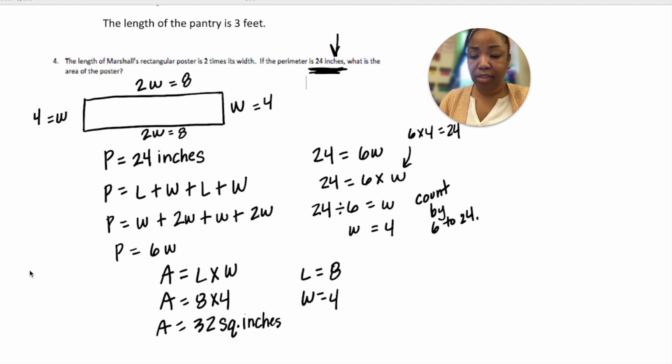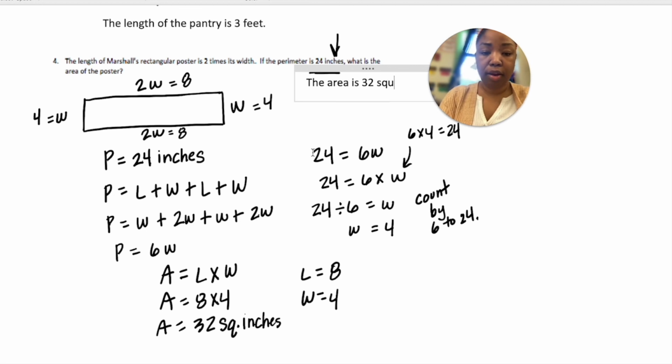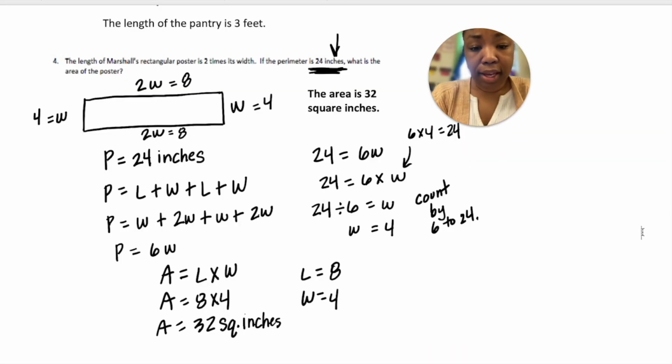Okay, let's write that statement for the answer. I'll just write it up here. The area is 32 square inches. The area is 32 square inches.